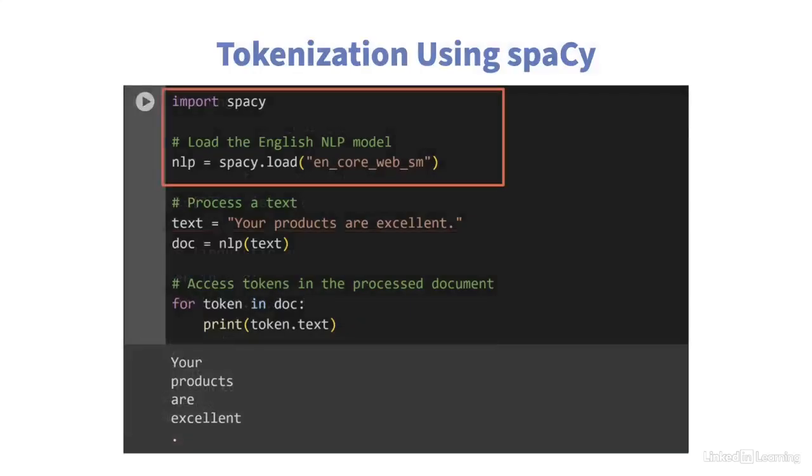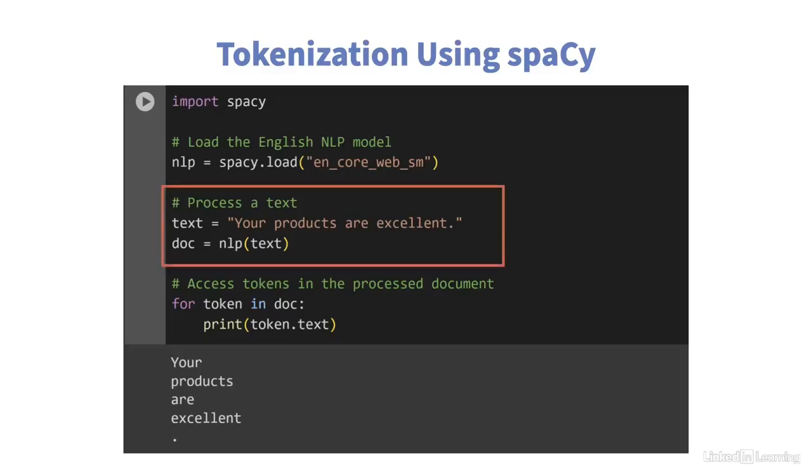Here is another example. We'll start with one sentence about a company's product. In this example, you import the spaCy library and load the English NLP model. You then process the text, "Your products are excellent," and assign it to the variable text. The doc = nlp(text) line uses spaCy's language processing pipeline to analyze the text. It will process the input text and create a Doc object.